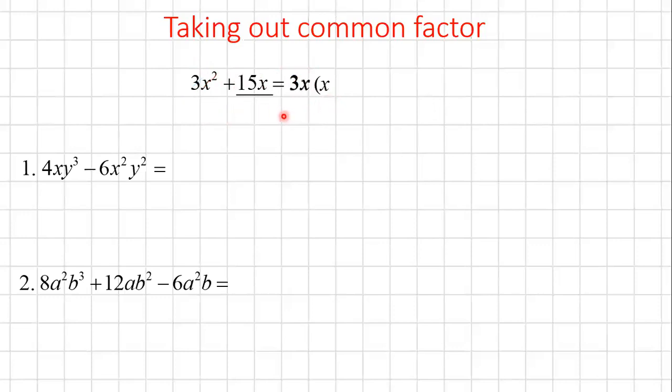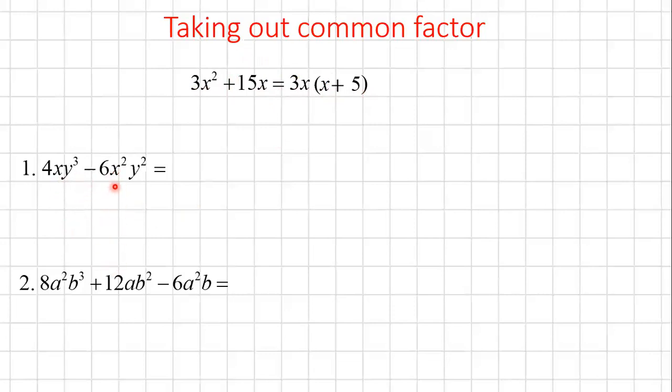After that, you divide 15x by 3x. 15 and 3 cancel, it's 5. X and x will cancel each other, and you write plus 5. Close the brackets. So 3x squared plus 15x can be factorized as 3x times, in brackets, x plus 5. Let us look at these examples.